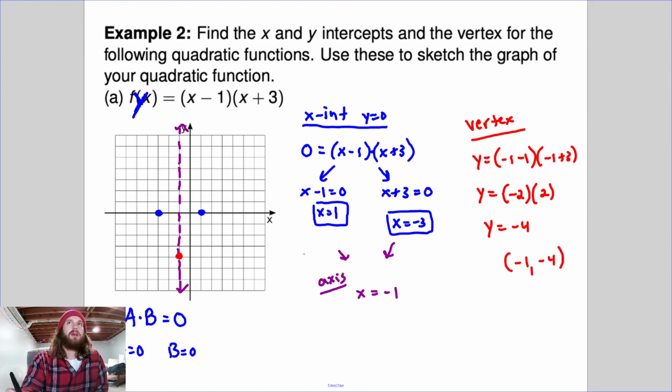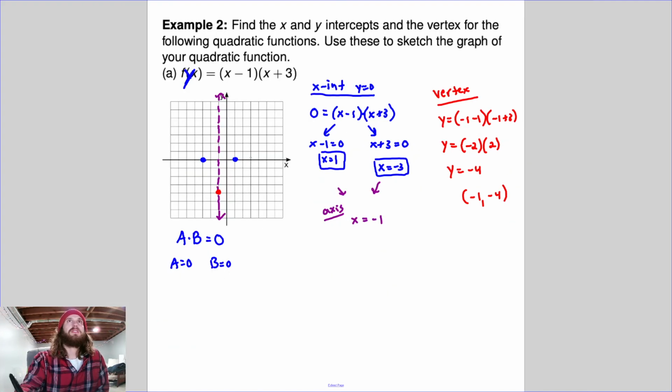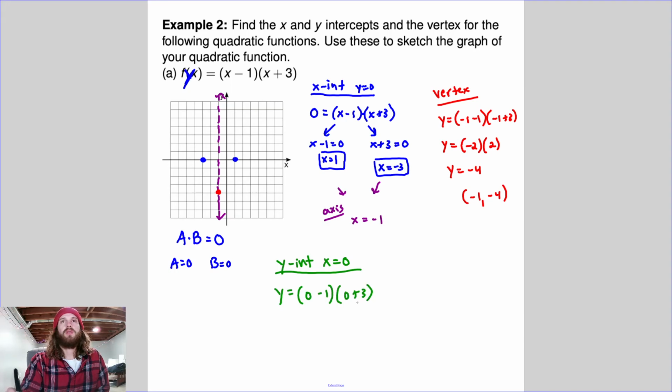Great. Not quite done yet, because it says find the x and y-intercepts, right? So the y-intercept we'll do next. Remember, the y-intercept is always where x equals 0. This is the easiest one to do. So you just go y equals 0 minus 1 times 0 plus 3, which will give you y equals -1 times 3, which is -3. So our y-intercept is -3, which means it crosses right there. We can reflect that point.